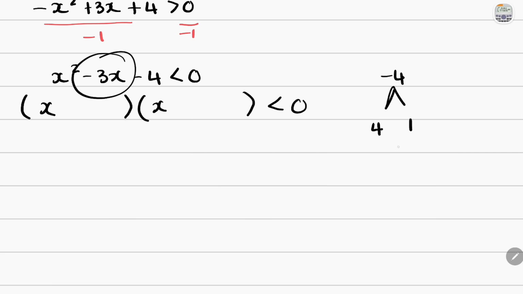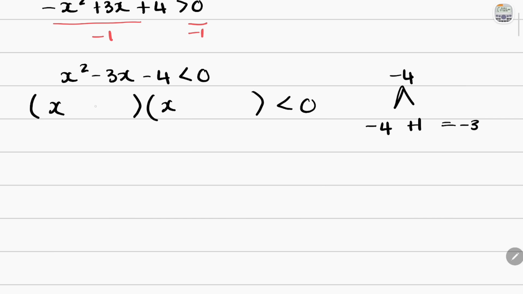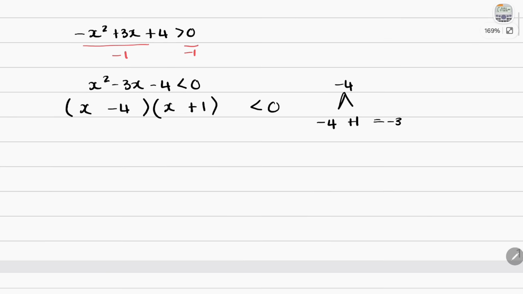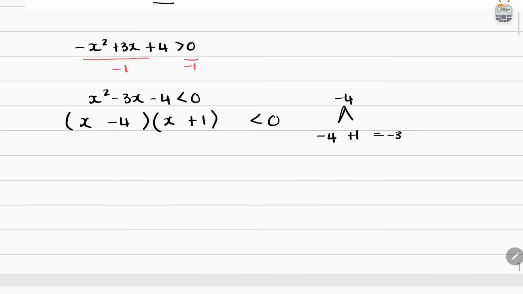So you need to make one negative, but when you add these numbers together, they should give you a negative 3. Okay, so in this case, I will give that negative to the 4. Okay, that way I have negative 4 plus 1, which will definitely give me negative 3. Okay, so the bigger factor must take the negative in this case. So our factors are negative 4 and positive 1. Okay, so this is what we have. And now we can go ahead and find our critical values.